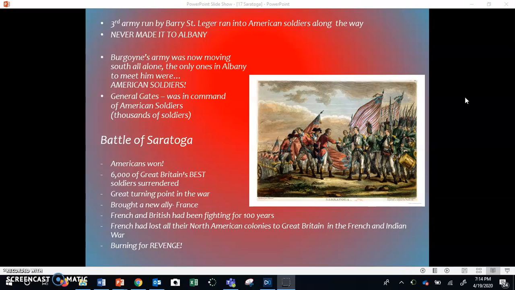Like I said, this was a significant turning point in the war, and it brought on a new ally for the Americans, France. British and French had been fighting for over 100 years. Remember that French and Indian War that we talked about prior to the start of the American Revolution? Well, France had lost all their North American colonies to Great Britain in the French and Indian War. And the French held on to that grudge for over 100 years. So they were burning for revenge. They were ready to see America defeat the British, and they were willing to help.